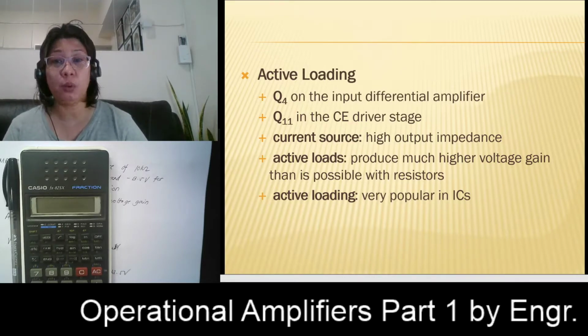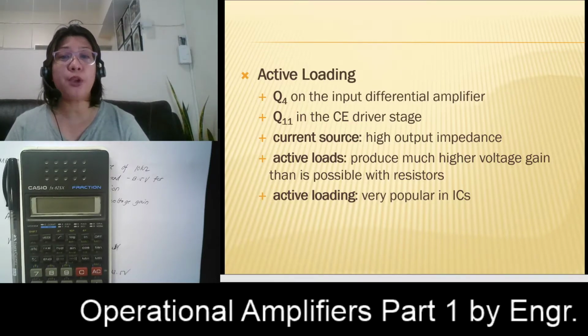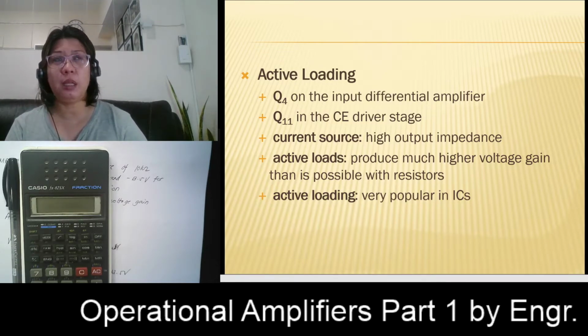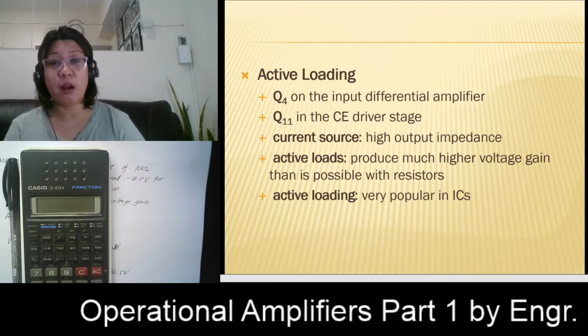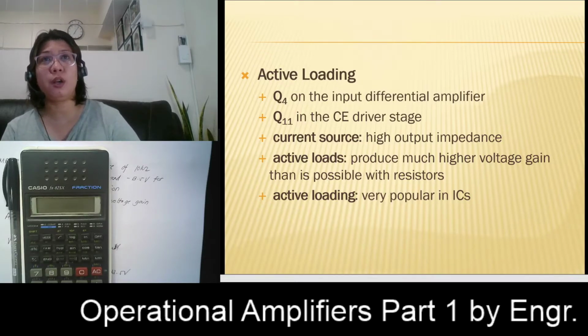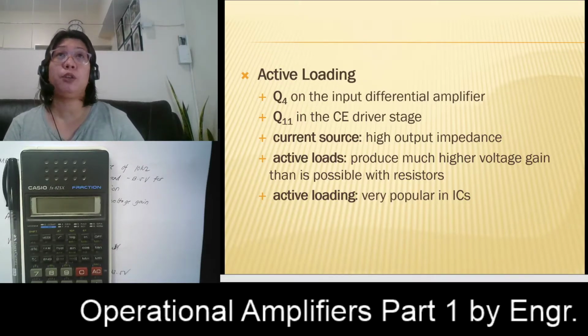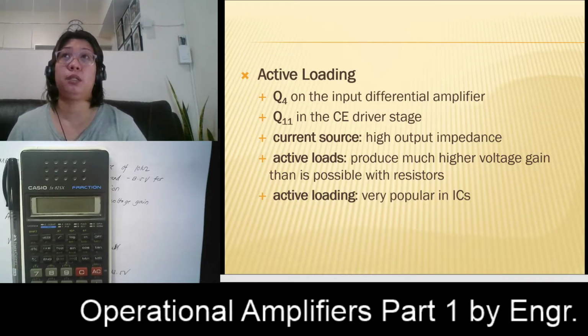So when we say active loads, this produces a much higher voltage gain than is possible with resistors, because we all know that resistors are capable of dissipating power, and therefore they have a voltage drop, which reduces your voltage gain. That's why active loading, or using transistors as load instead of resistors, is very popular in integrated circuits. And not only that, transistors are much easier to manufacture in integrated circuits compared with resistors.